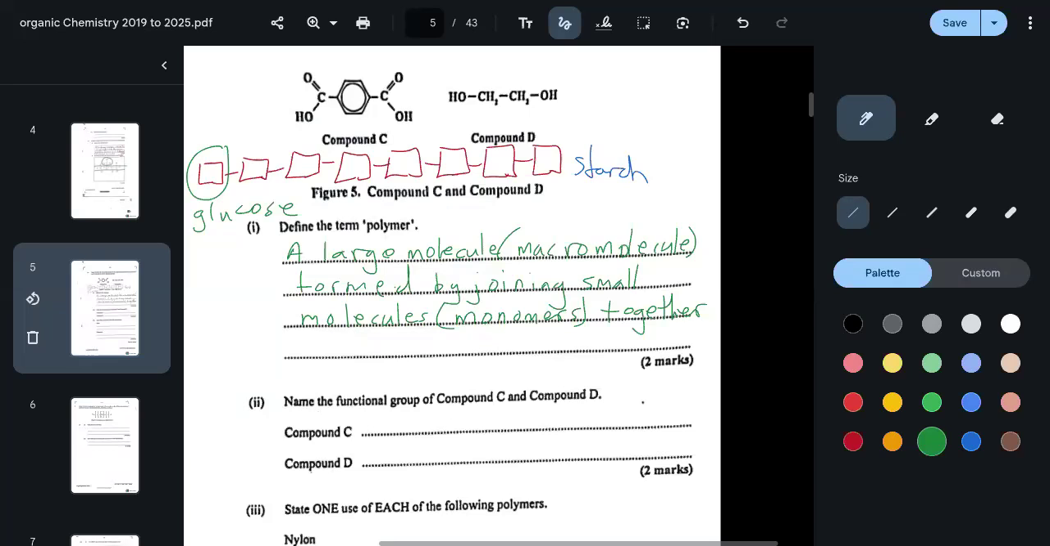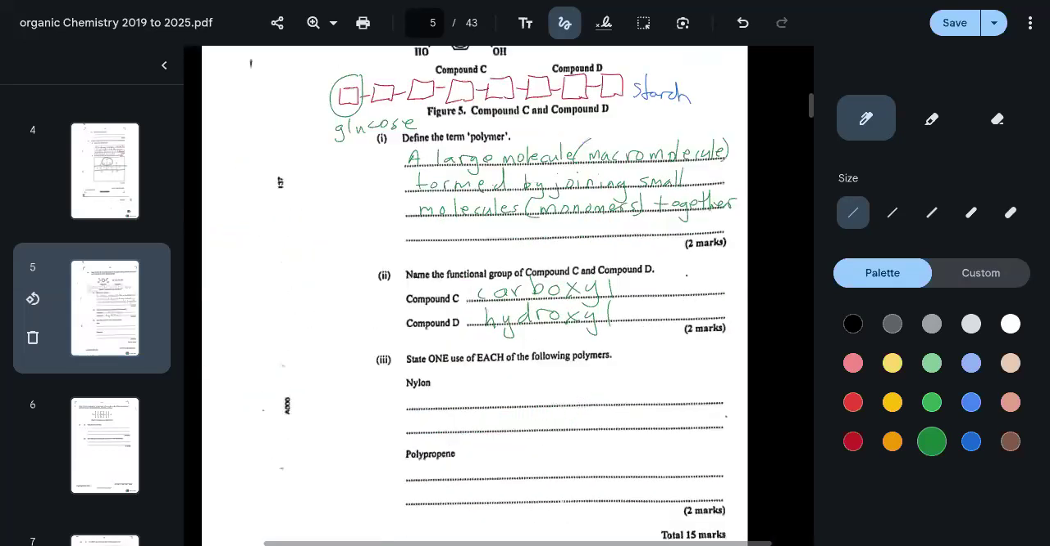Anybody? It's carboxylic acid, obviously. So what is the name of the functional group? Sir, carboxyl. Right, carboxyl. As we had said earlier in the session. And compound D, hydroxyl. Right. All right, so it asks for the name.